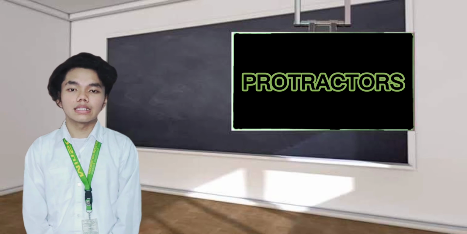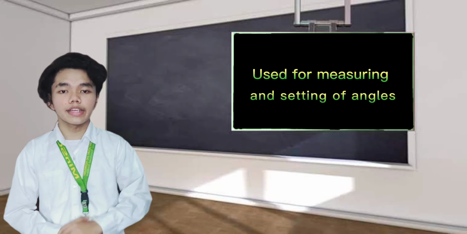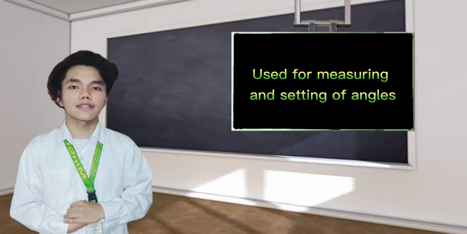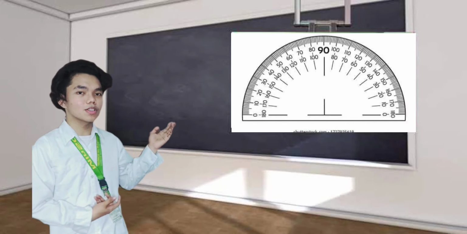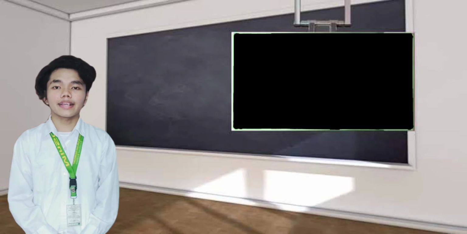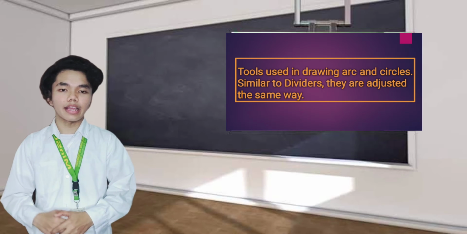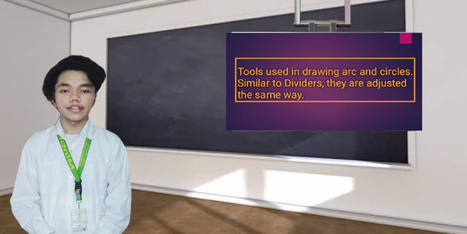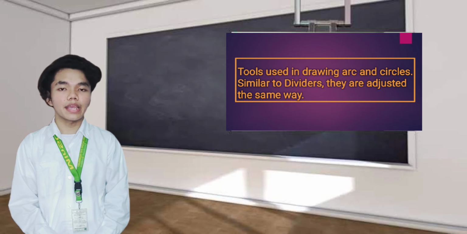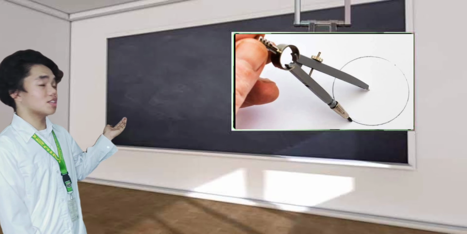Okay, now, the protractors. Protractors are used for measuring and setting angles. These are examples of protractors. Next, the compasses. Compasses are used in drawing arcs and circles. Similar to dividers, they are adjusted the same way. These are examples of compasses.